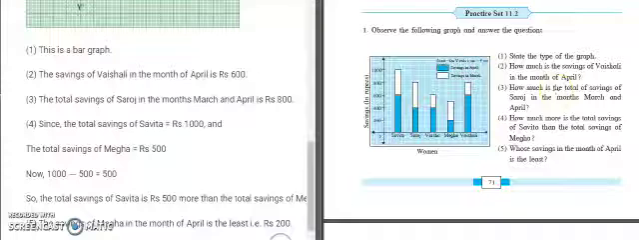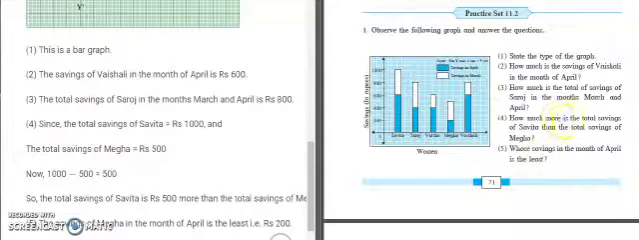Fourth question. How much more is the total savings of Savita than the total savings of Megha? We have to compare the savings of Savita and Megha. So here total savings of Savita is 1000 and total savings of Megha is near about 500. Okay. So total savings of Savita equals to rupees 1000 and total savings of Megha equals to rupees 500.